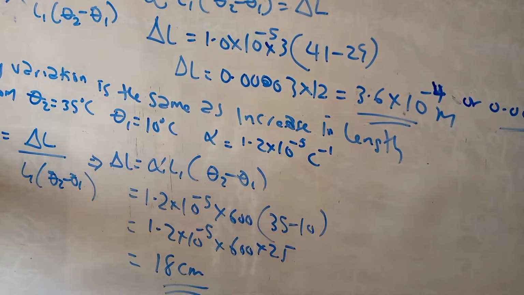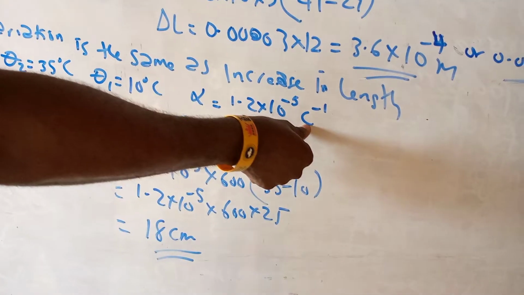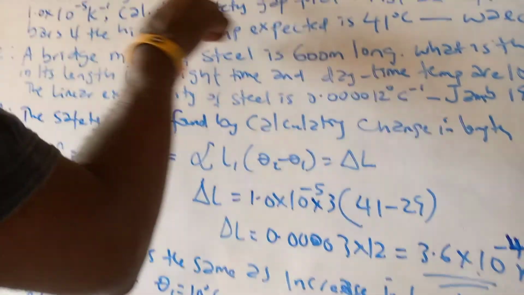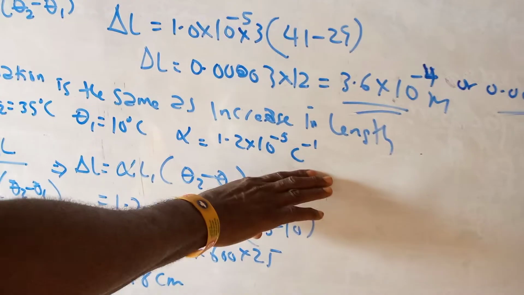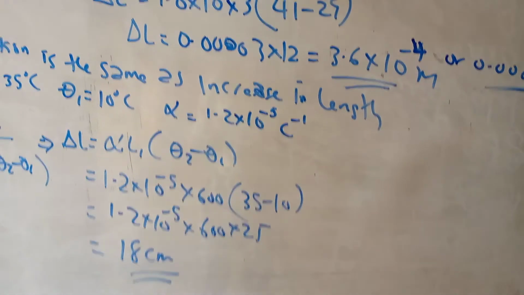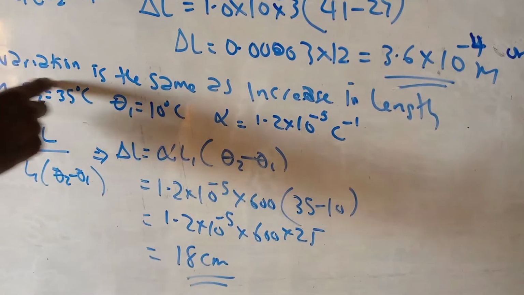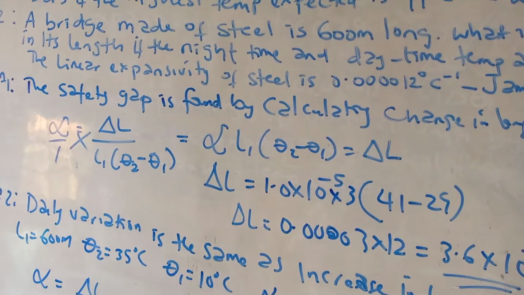So what this means is, if you look at this, the temperatures are in Celsius, the length is in meters, and the expansivity is in Kelvin. You can understand that when you're working in centimeters there's the centigrade, but if you're working in Kelvin, that's different. So this is 18 centimeters. This is the daily variation, the daily increase, that happens to the bridge.